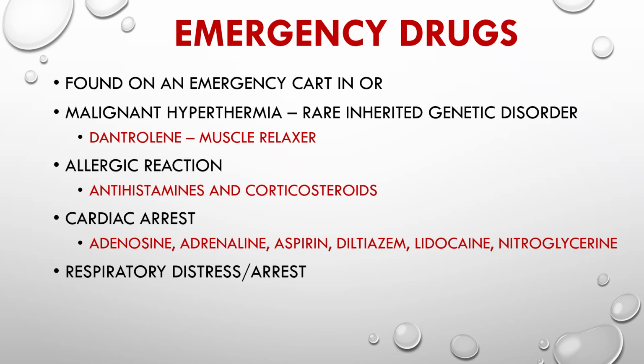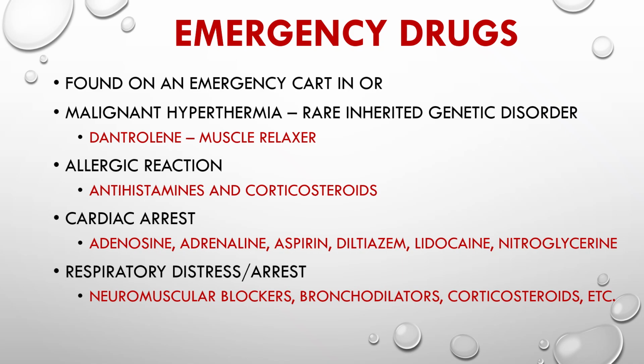And then the last one is respiratory distress. So again, if they stop breathing, either from an overdose from those opiates that are being used, or just from other reasons. So neuromuscular blockers, or bronchodilators, corticosteroids, there are others as well. So for most of these, except malignant hyperthermia, there are multiple options. So that's what would be on that surgeon preference card, so you knew which ones were preferred. Dantrolene, though, there's only one for that, and it's for that malignant hyperthermia.